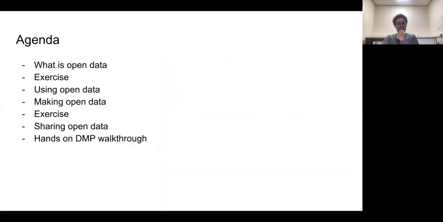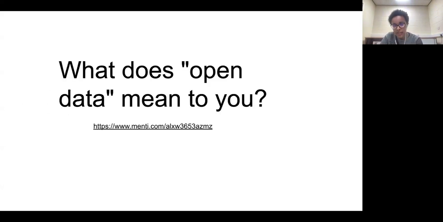Today we are going to be talking about using, making, and sharing open data. I know you've gone through a session on what open data is, describing open data and the FAIR principles that accompany it. But today, the agenda is that we're going to look again at what open data is. We're going to do a small exercise on the type of open data that everyone has used before and how that made you feel. Then we're going to get into using open data and making open data. We're going to do another small exercise, and then we're going to look into sharing open data, and then a hands-on exercise or walkthrough of making data management plans. So my first question is, what does open data mean to you?